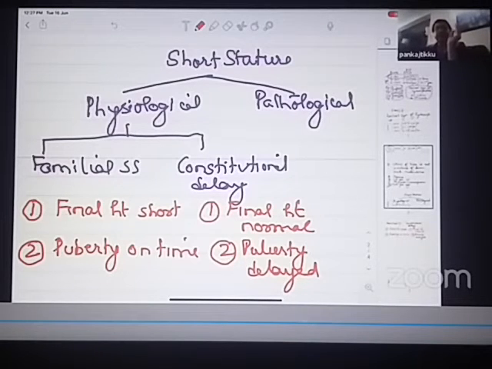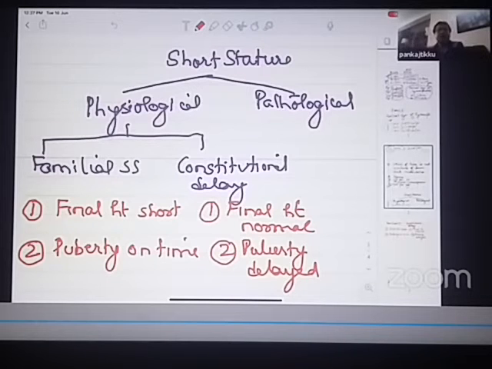So which is the type of a normal variant short stature, physiological short stature, in which the puberty comes on time? Answer, familial short stature. Which is the type of a normal variant short stature or a physiological short stature in which puberties are delayed? Answer, constitutional delay.